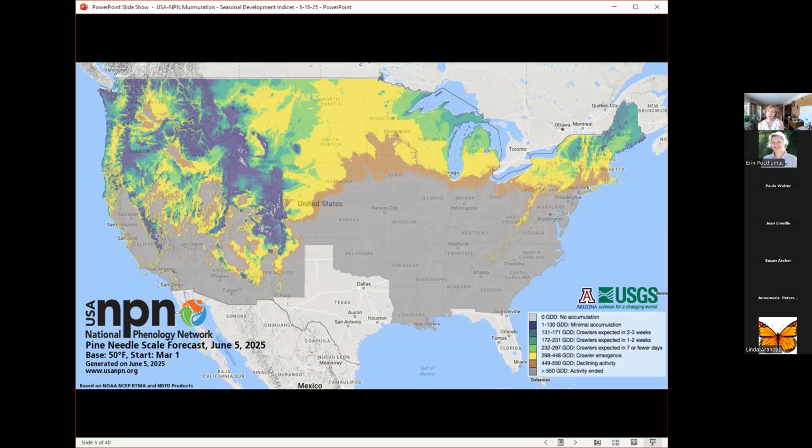But as of June 5th, every location on the map that's yellow indicates a location where those crawlers are emerging, and if you want to be controlling, now is a good time to get your chemicals out and try to impact those critters. If you are in a location that's brown or gray, you're past it. You've missed the window. Sorry, no luck, try again next year. And if you're in a region that's green, blue, or purple, then you haven't yet reached the conditions associated with crawler emergence. So keep watching. It hasn't gotten warm enough yet where you are.